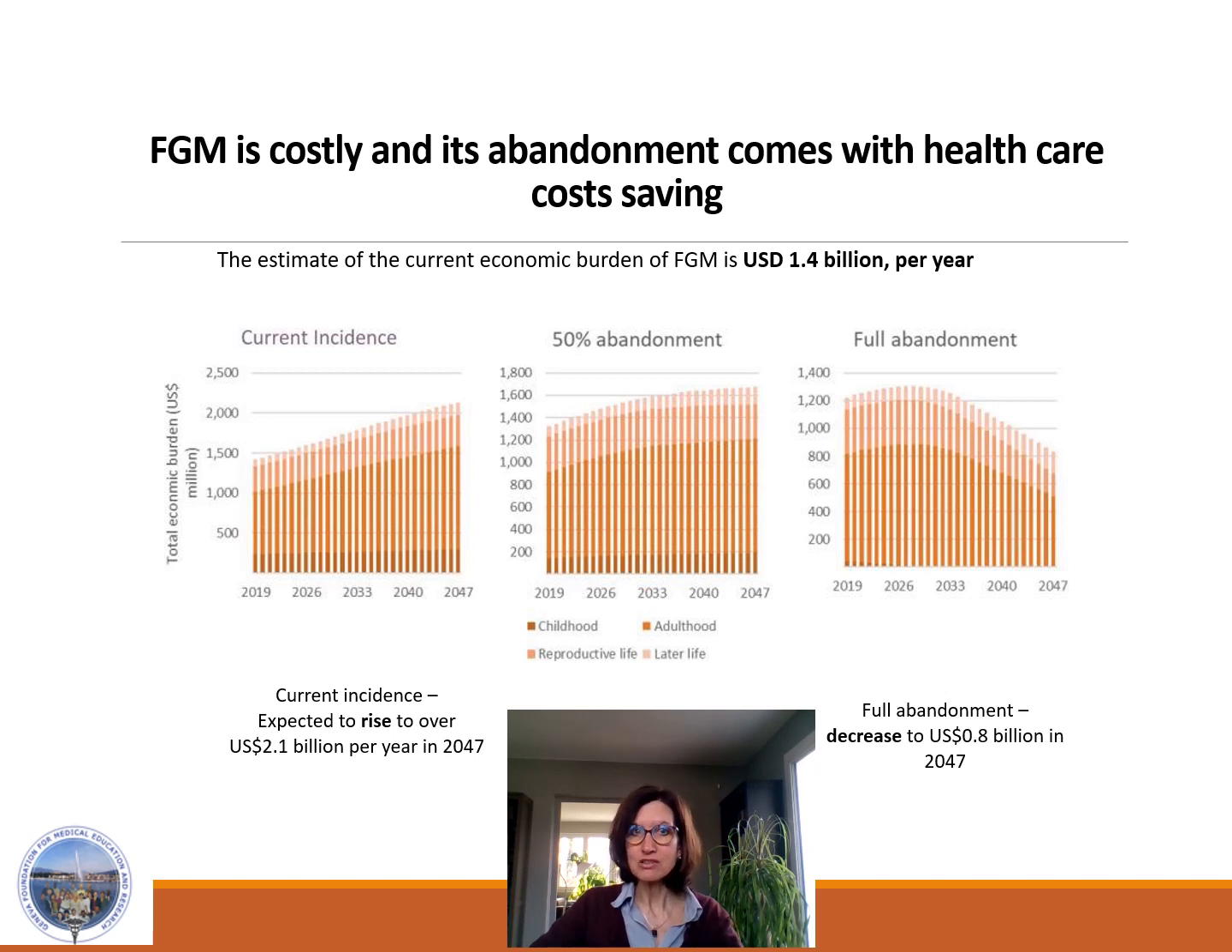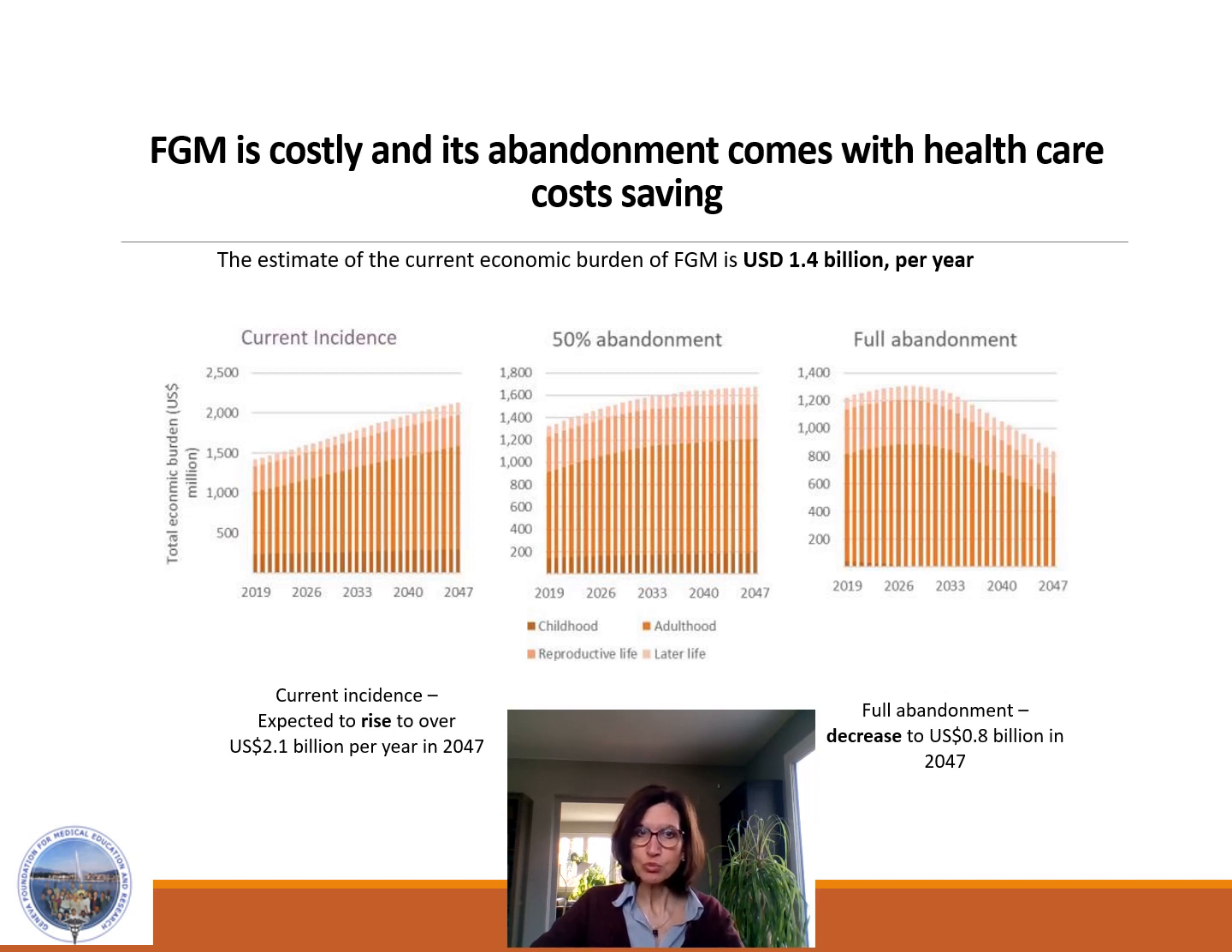FGM is also costly to the health system. All of the health consequences of FGM come with healthcare costs. Now, we did an analysis at WHO on the economic burden of FGM in 27 countries where we had data, in which there was a high prevalence of FGM. We estimated that it costs health systems $1.4 billion per year to treat the health complications of FGM.